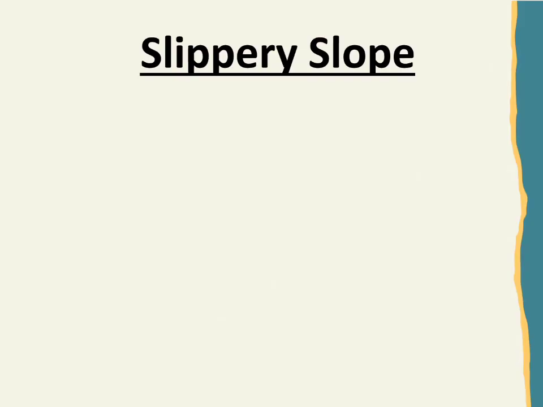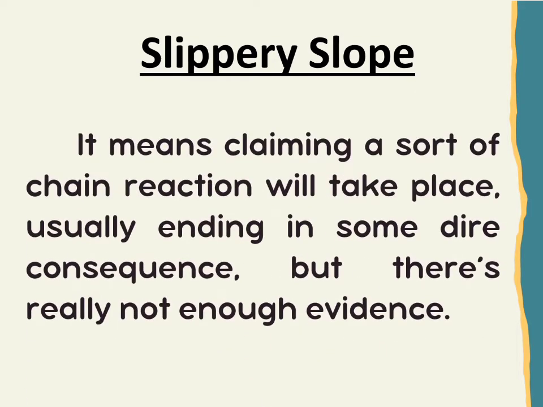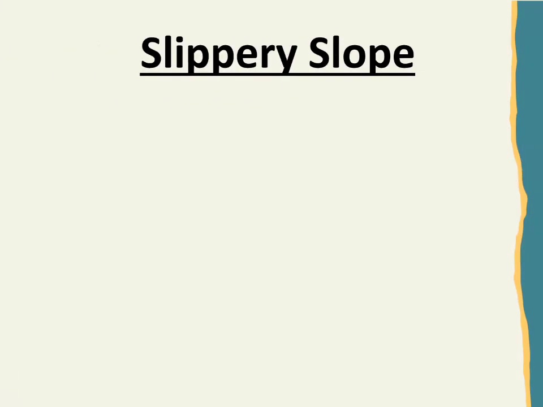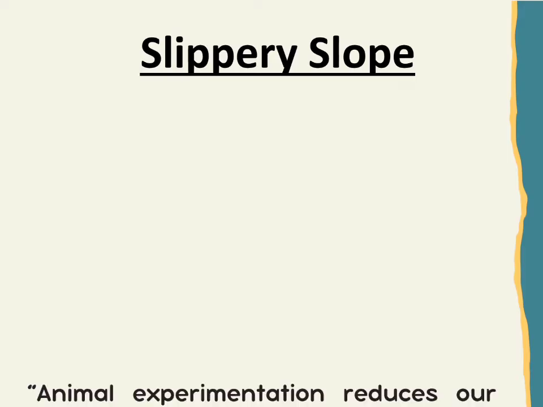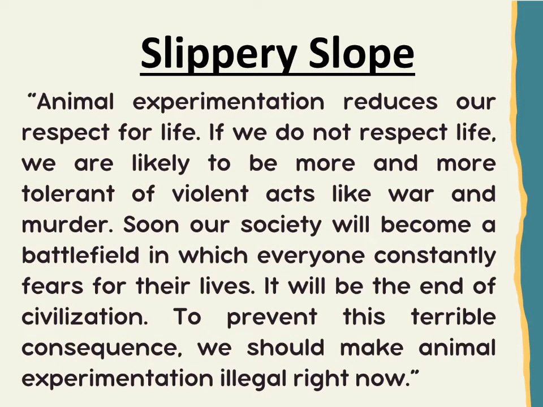And the third type of logical fallacy is slippery slope. It means claiming a sort of chain reaction will take place, usually ending in some dire consequence, but there's really not enough evidence. Example of slippery slope is, animal experimentation reduces our respect for life. If we do not respect life, we are likely to be more and more tolerant of violent acts like war and murder. Soon, our society will become a battlefield in which everyone constantly fears for their lives. It will be the end of civilization. To prevent this terrible consequence, we should make animal experimentation illegal right now.